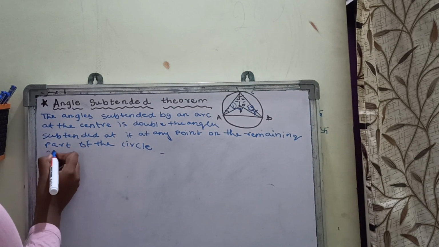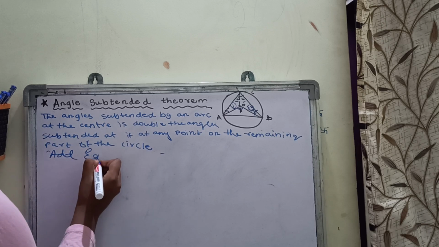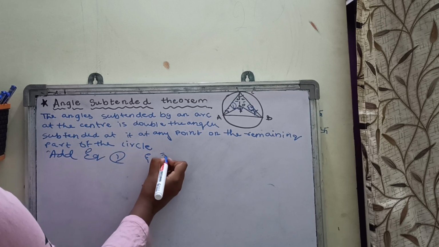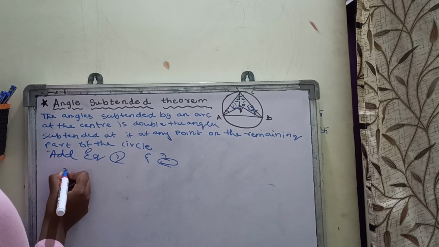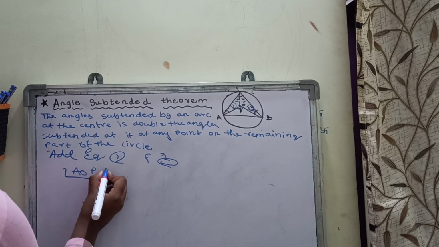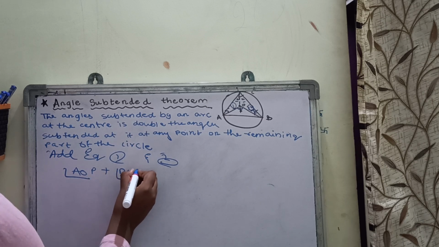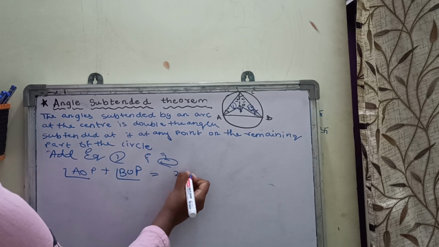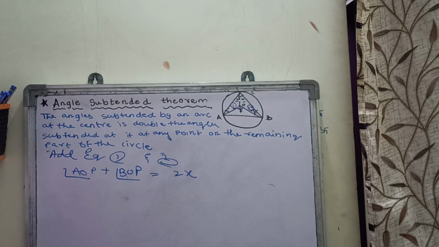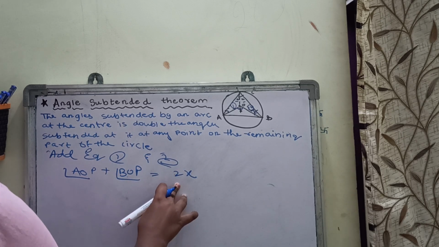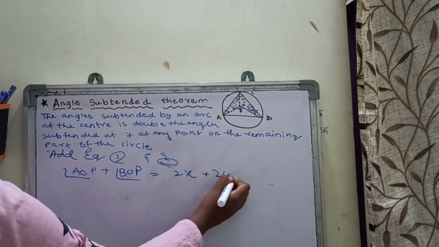So we need to add equation 1 and 2. As we have seen, what are equations 1 and 2? Angle AOP plus angle BOP. In equation 2 we have angle BOP. From the right hand side, what we have is 2x plus 2y.